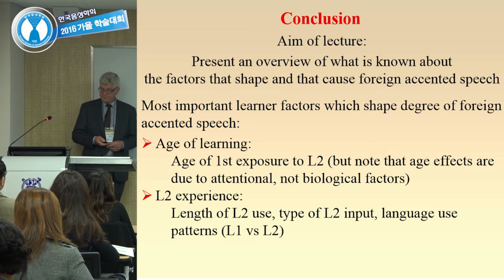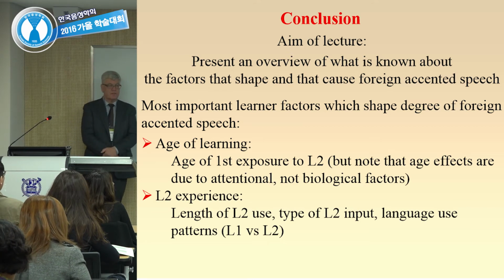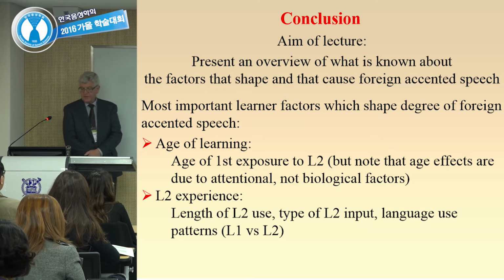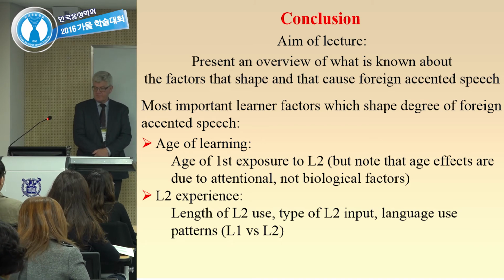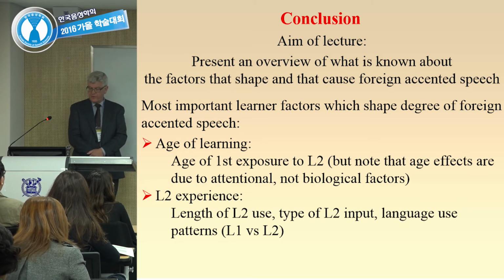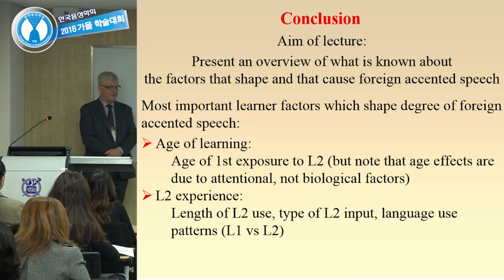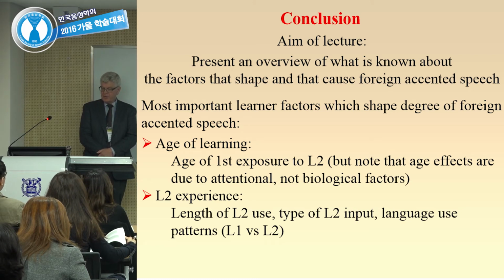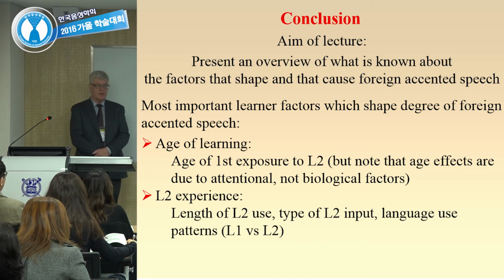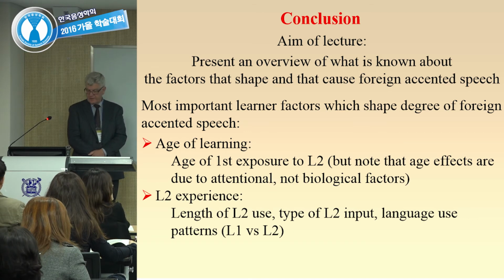In conclusion, the aim of the lecture was to present an overview of the factors that shape and cause foreign accented speech, and the most important learner factor which shapes the degree of foreign accented speech is, well, I'm repeating myself, but it is so important, it's age of learning, okay? Age of first exposure to the L2. But note that age effects are due to attentional, they are not due to biological factors. And the evidence against the critical period hypothesis is strong, not just from phonetics.